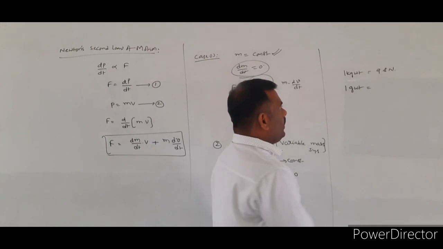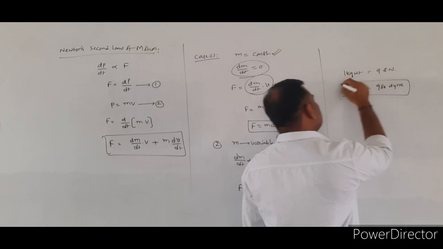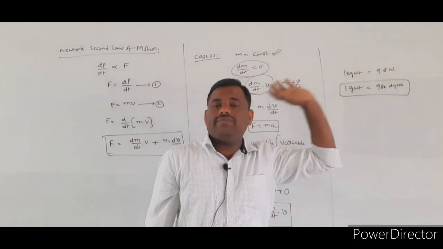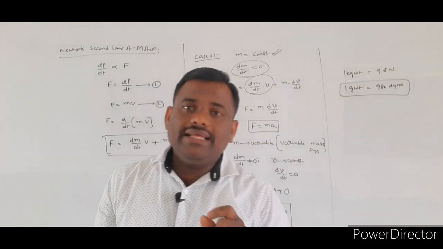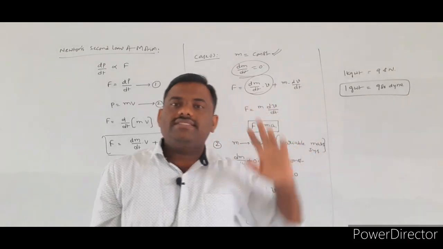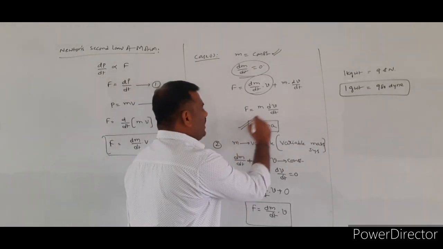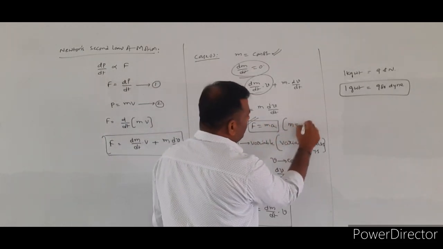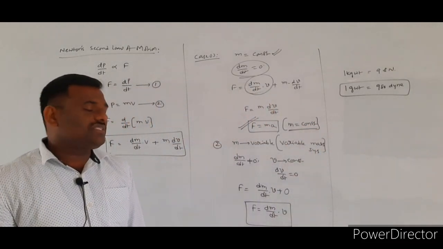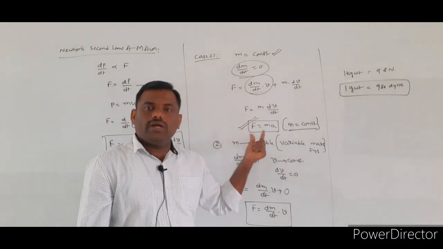1 gram weight is equal to, in the CGS system, 980 dyne. If it is in the SI system, 1 kg weight value is equal to 9.8 Newton. In the CGS system, 1 gram weight is equal to 980 dyne. So this is simply about Newton's second law. Two formulas we derived here. F is equal to ma, which is applicable whenever the mass of the system is constant and velocity changes. So we have to apply the formula F is equal to ma.